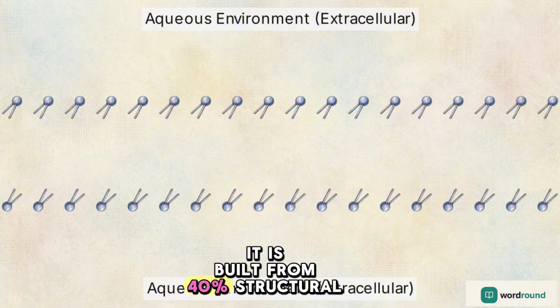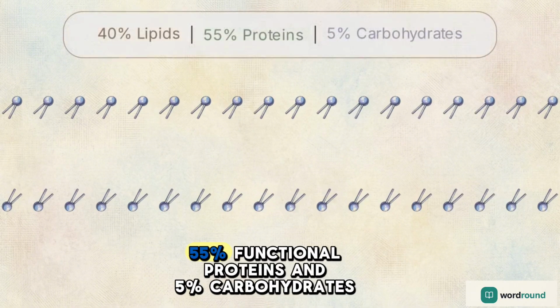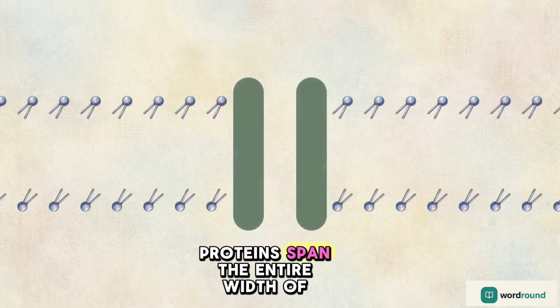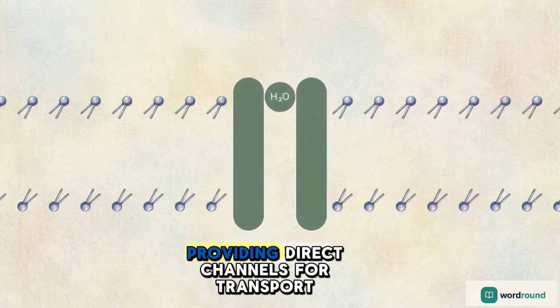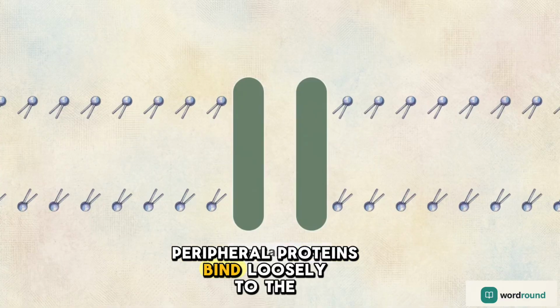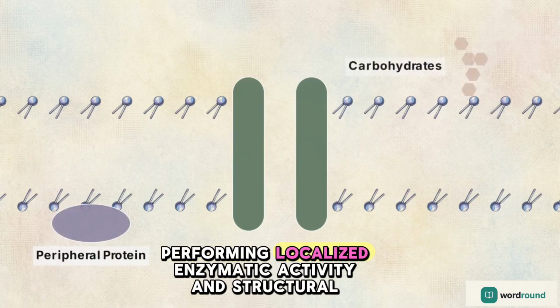It is built from 40% structural lipids, 55% functional proteins, and 5% carbohydrates. The proteins handle the complex labor. Integral proteins span the entire width of the membrane, providing direct channels for transport and acting as receptors for incoming ligands. Peripheral proteins bind loosely to the surface, performing localized enzymatic activity and structural support.